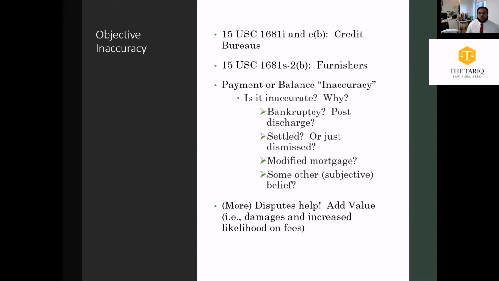So it's a fine balancing act. Again, it's a very complex legal analysis of what these cases are actually worth. But the more disputes that you have, the more potential value there is, because you have provided more notice to the credit reporting agencies as well as the furnisher about the inaccuracy as it appears in your credit report.